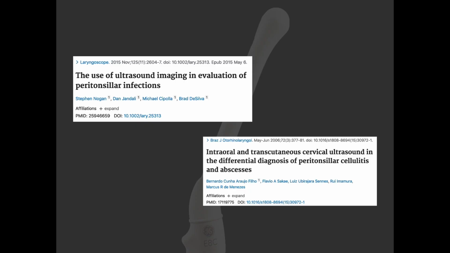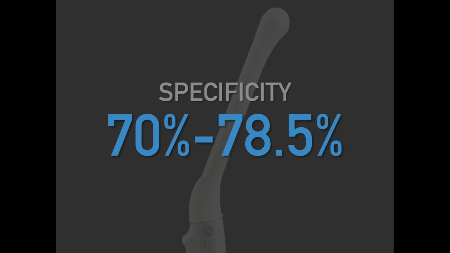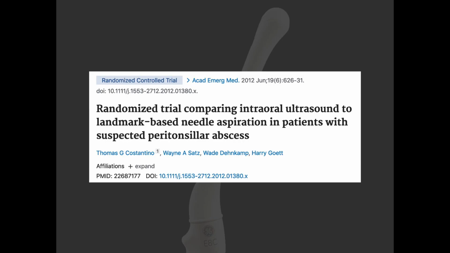But what about the test characteristics a little bit? There's been a couple of studies on this. There's not a ton of data out there, so this is actually a ripe area for somebody to investigate more, but there are some studies looking at this. They basically said, hey, intraoral ultrasound is somewhere in the 95 to 100% sensitive. It's somewhere in the 70 to 78% specific. And so it's a fairly good test.